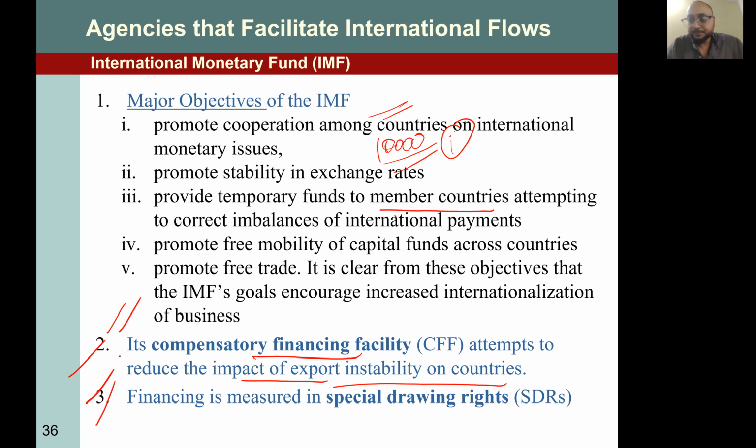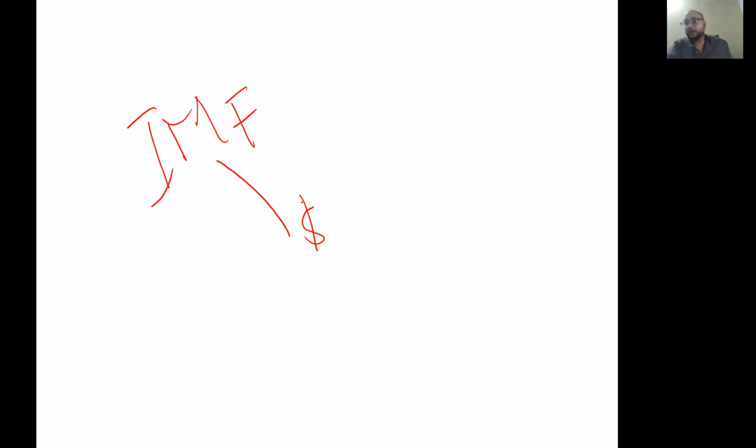The next one is special drawing rights. Now the question arises, if the IMF only deals in dollars, and the IMF says that I will only provide you in dollars, but I don't need dollars, I need yuan. Then, in my country, in the US, because I need to pay in yuan, people are demanding yuan. The yuan exchange rate is going up.